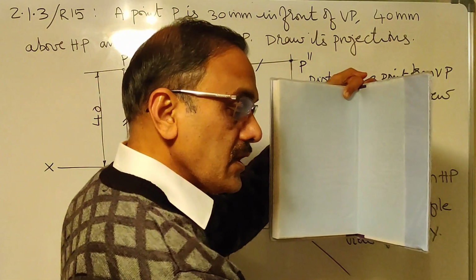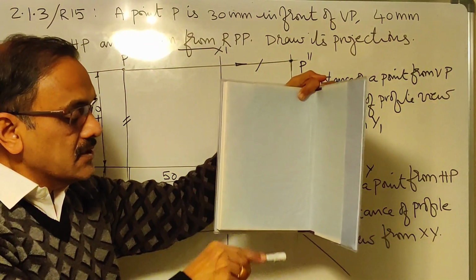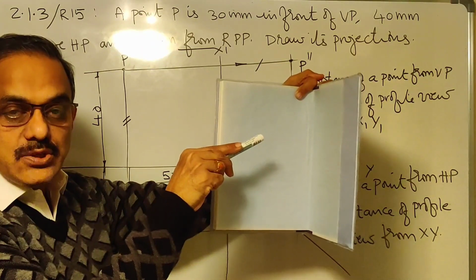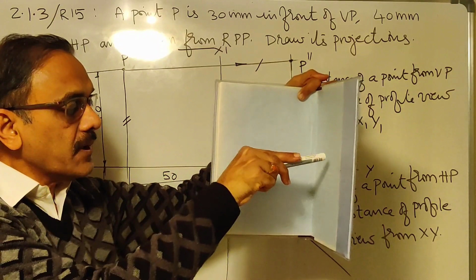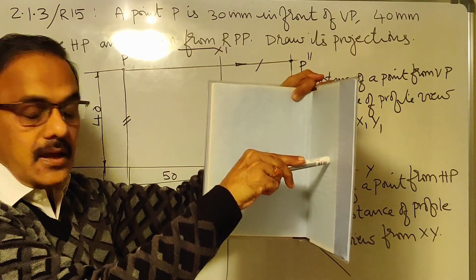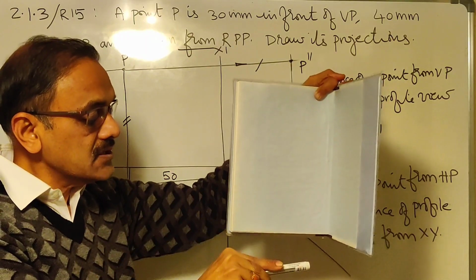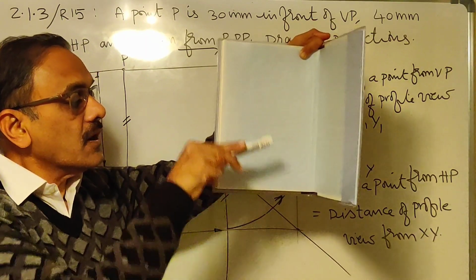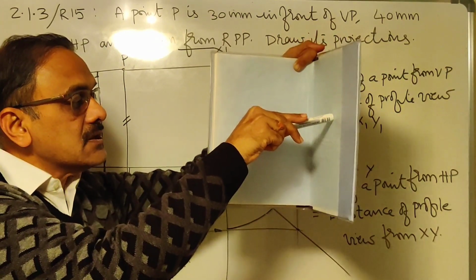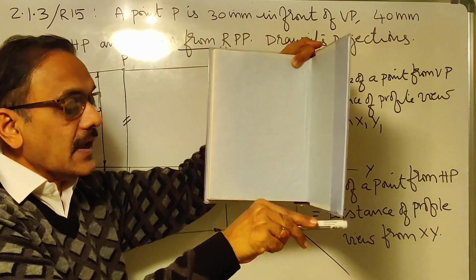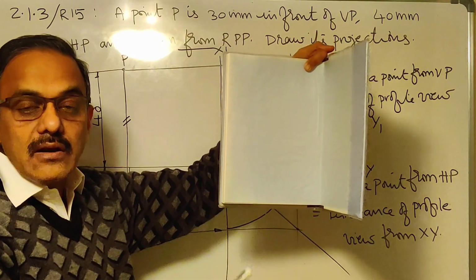Now I am considering a point at a certain distance from HP. This point again you are projecting onto the right profile plane. You got the right profile plane there, the profile view there. Now look at these two distances. One distance is the distance of the point from HP, and the second is the distance of the profile view from the XY line. This is also the XY line. Okay, so they should be equal.